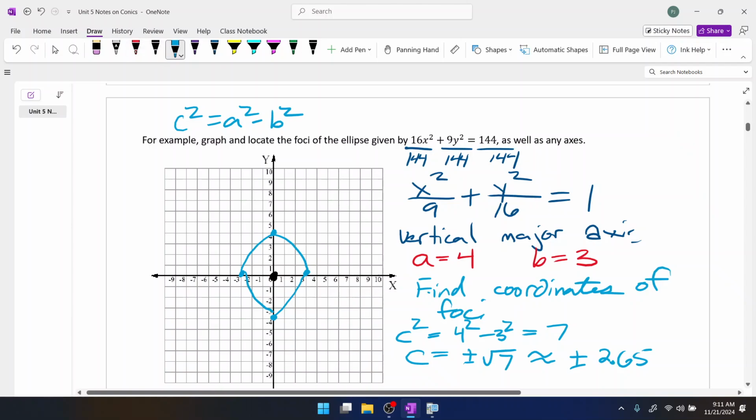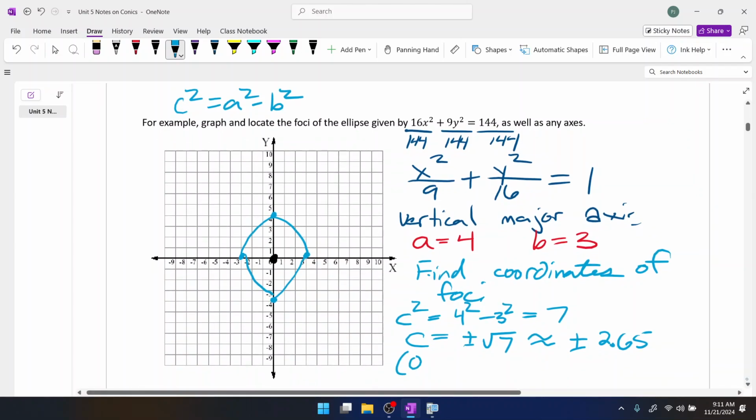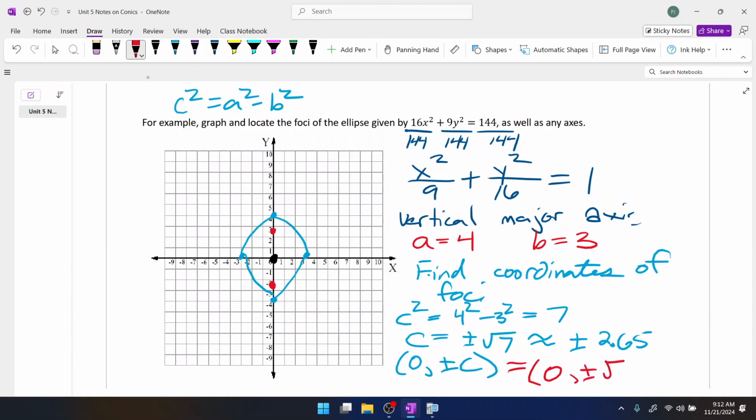Now, since the major axis is on the vertical, your coordinates for the foci are going to be at 0 plus or minus c, which is going to be right about here. Believe it or not, the foci will have some other attributes that we can talk about at another time as well. So it'll be at 0 plus or minus the square root of 7.